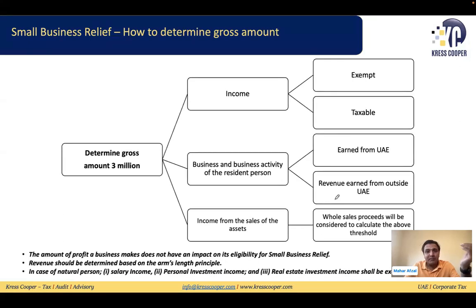First of all, they said any exempt income will be considered in the gross income. We know there are 5 different categories of exempt income for every taxable person. These are the dividends received from local juridical persons, or income from participative interest in a foreign person, gains, losses, all these things. These are the exempt income. They said this exempt income will be considered as a part of the gross income to consider the threshold. Taxable income will be there as well.